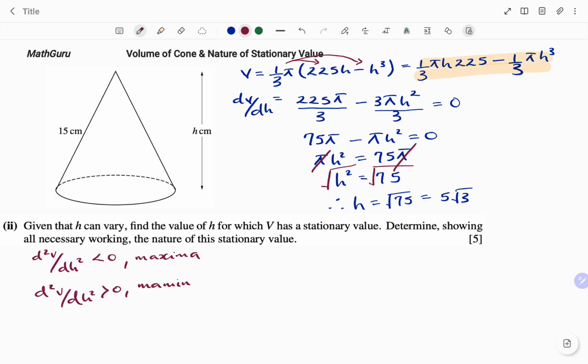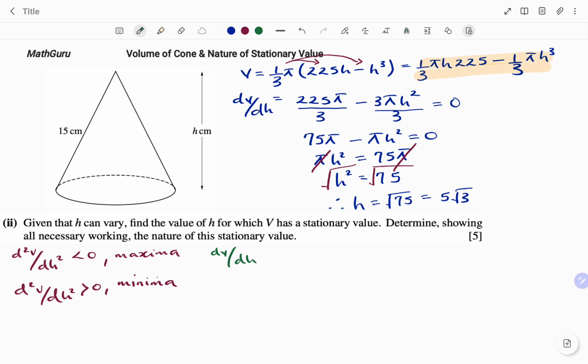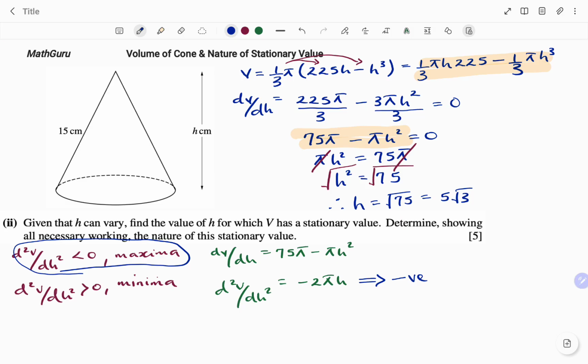So therefore, my dV/dh, as calculated in the first part of the question, is 75 pi minus pi h squared. So therefore, my d squared V over dh squared will be negative 2 pi h. Because I know that the value of my height is positive, this will be a negative number. And note that a negative second derivative means a maximum. So therefore, the nature of the stationary value is that it is a maximum.